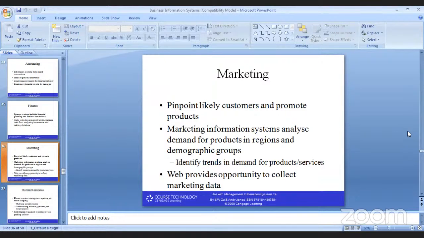to provide only rotis in the daytime, I think nobody will come to eat the roti in the daytime. At nighttime they may take it, but normally they are not taking it. So that is the demand for the products in regions and demographic groups.